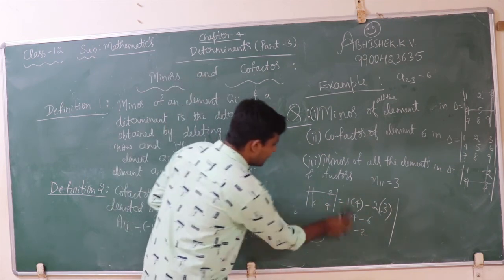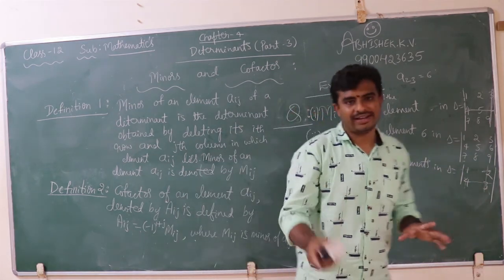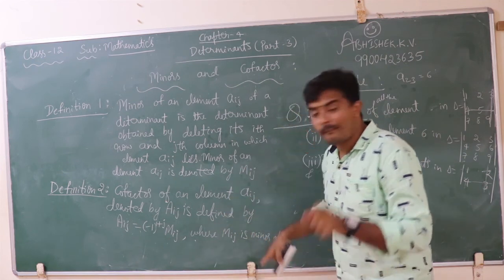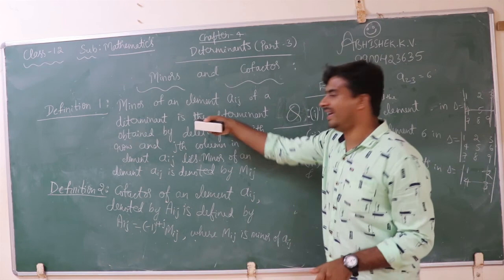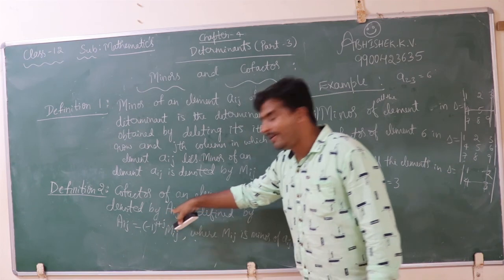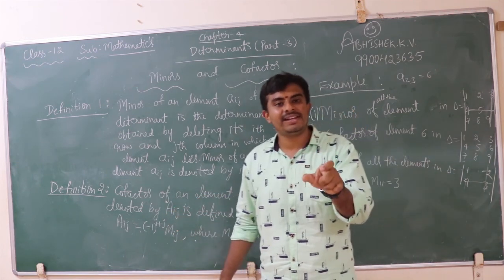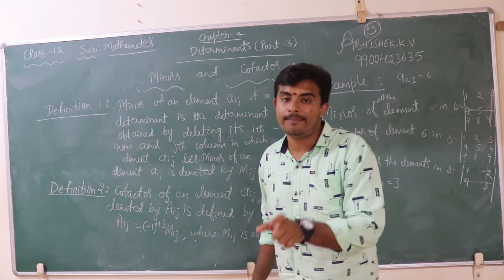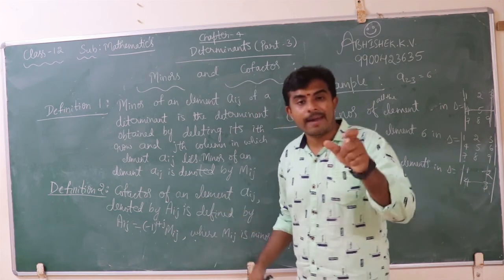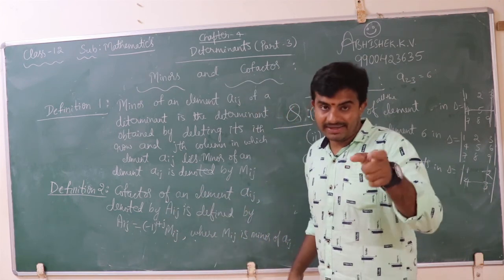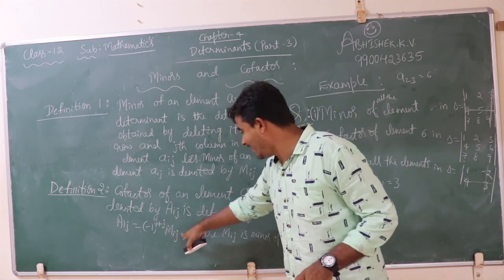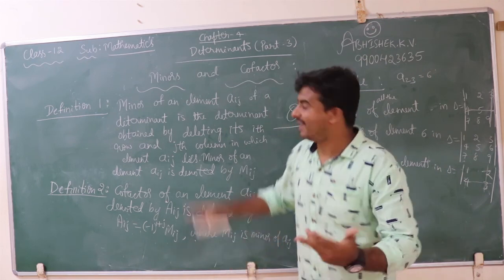Is it clear? Then I move on to cofactor. I already told you, just multiplying minus 1 to the power of i plus j with the minor. That's all. The cofactor of an element aij is denoted by capital A suffix ij. The minor of an element aij is denoted by capital M suffix ij. The cofactor of an element aij is defined as minus 1 to the power of i plus j into Mij. What is Mij? Minor.